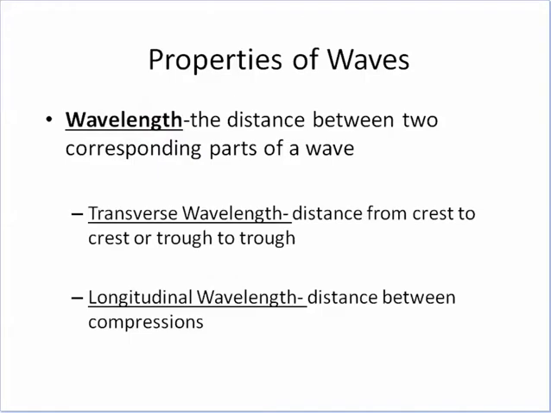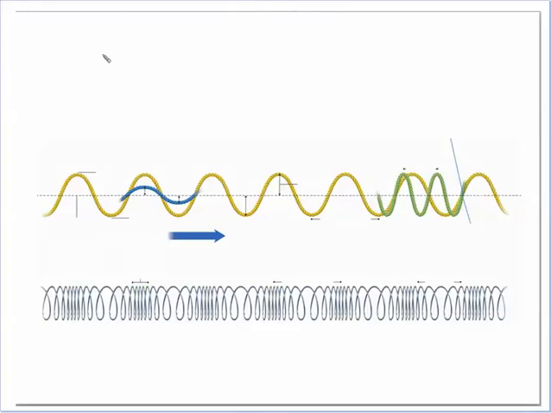The next property of a wave we're going to discuss is the wavelength. And that makes a lot of sense, the word length, because we are just measuring the distance between two corresponding parts of a wave. In a transverse wave, the wavelength is the distance from crest to crest or from trough to trough. So if we look at the diagram here, let's look at the yellow rope line. So here is a crest and here is a crest. So we would consider this length one wavelength.